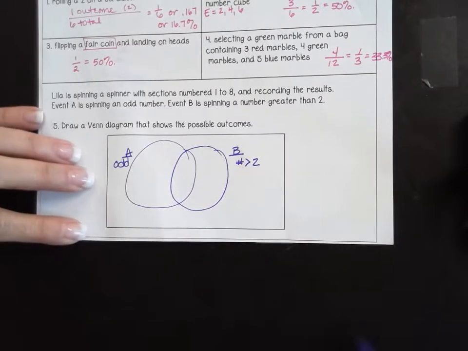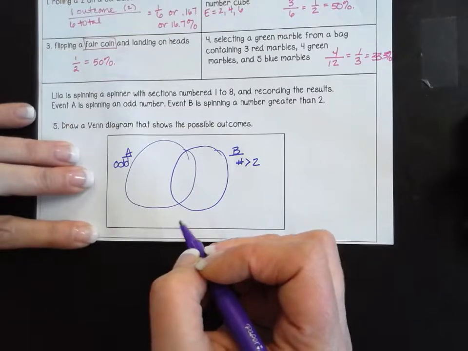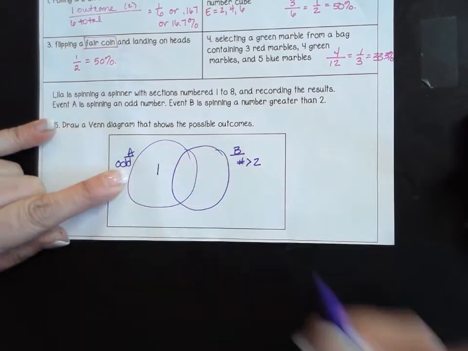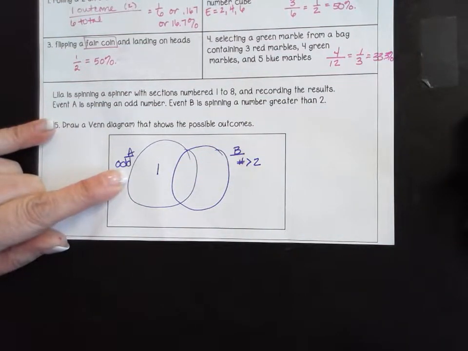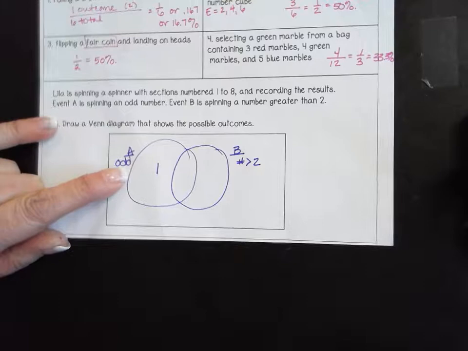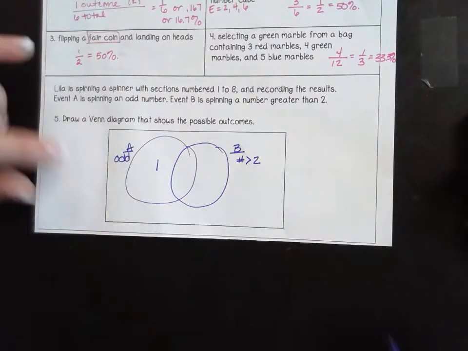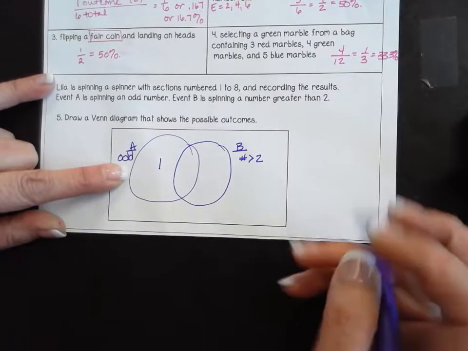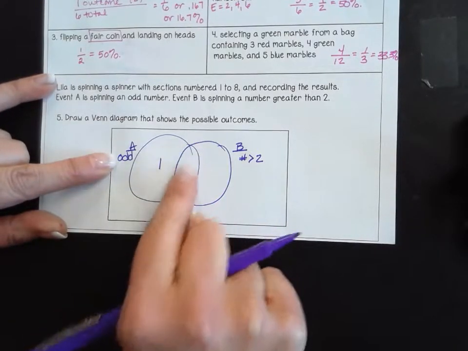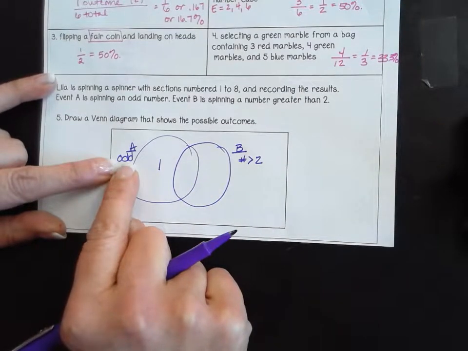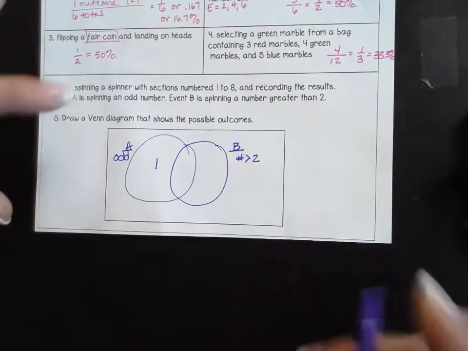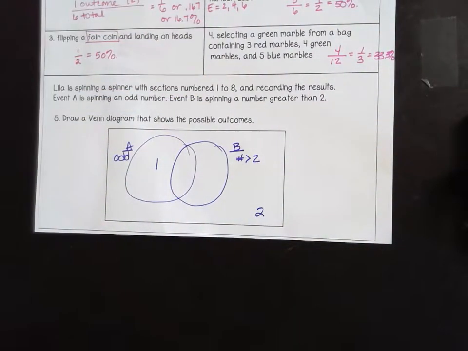Okay, so let's think about all my numbers. 1 is going to be odd, but it's not greater than 2, so it's just an A. Would you agree with that? Okay. What about 2? Is that odd? Well, middle's got to be in both. Is it going to? Is it an odd? No, so I can't go there. Is it greater than 2? No, so it just comes out because it's not in either one of them.